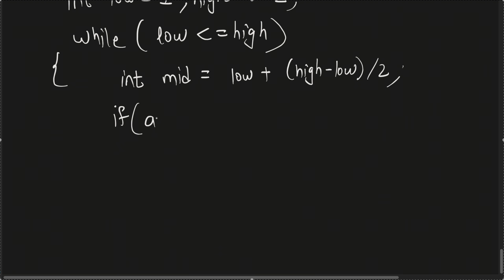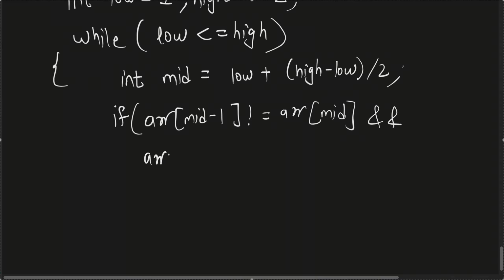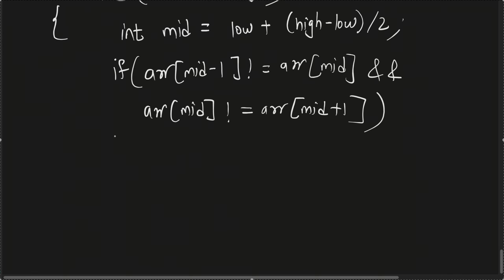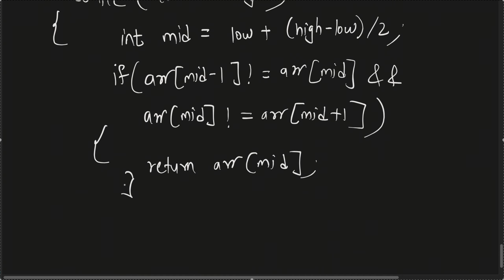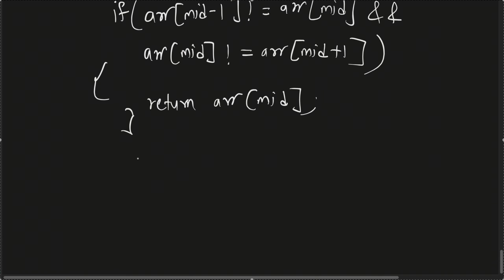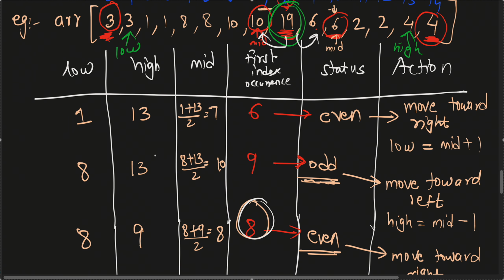What is the condition? If array of mid minus 1 is not equal to array of mid, and array of mid is not equal to array of mid plus 1, then we will simply return array of mid, because that is the unique element, right? Now for this iteration, we have to find the first occurrence.